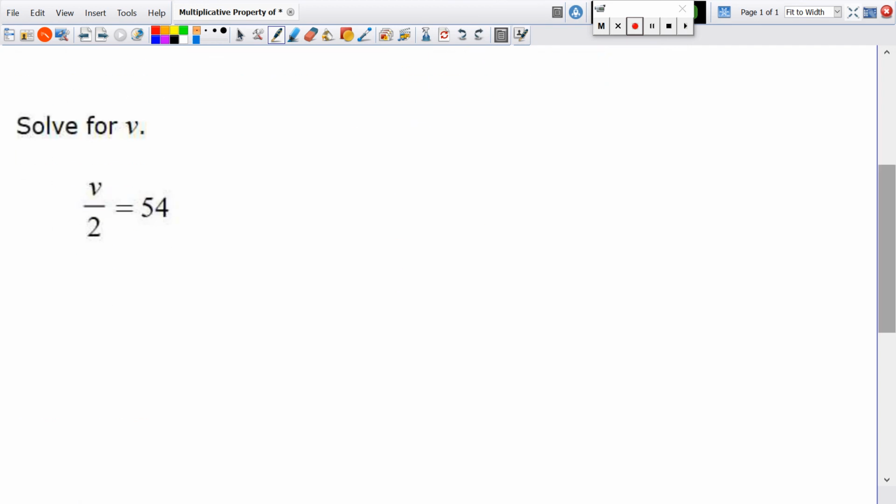We're going to solve for v. A fraction, like I said earlier, means divided by, so this literally says v divided by 2. So the opposite of division is multiply, so I'm going to multiply both sides by 2. Now when I do that, I've just created a situation where you have a top and bottom the same. Numerator, denominator the same, they cancel each other out. So v equals 54 times 2 is 108.